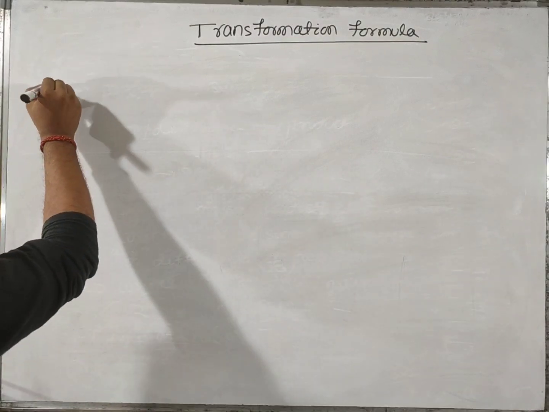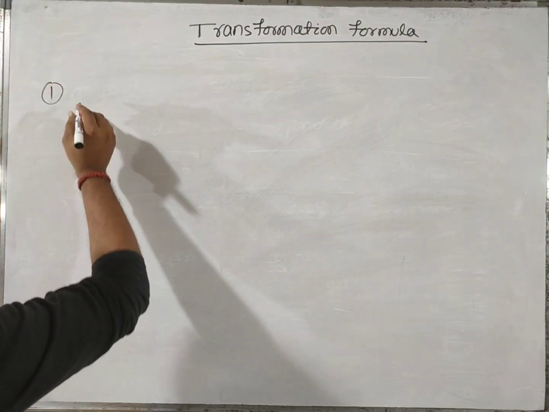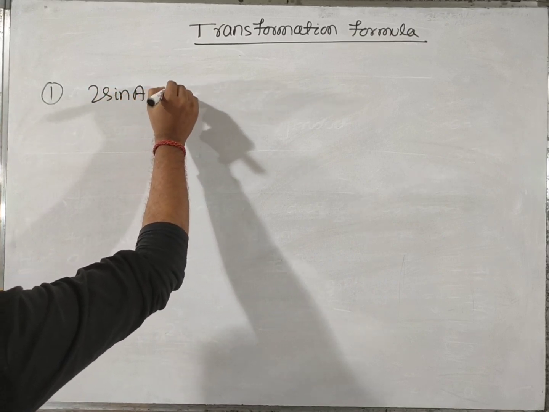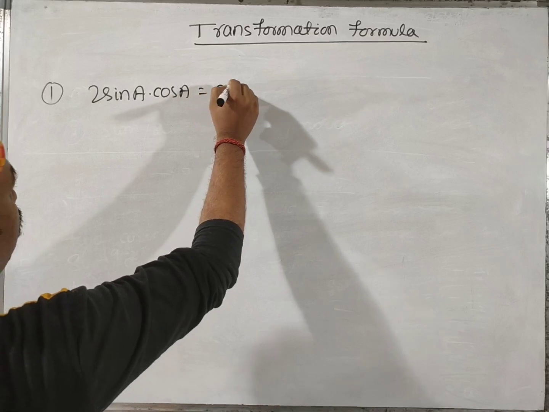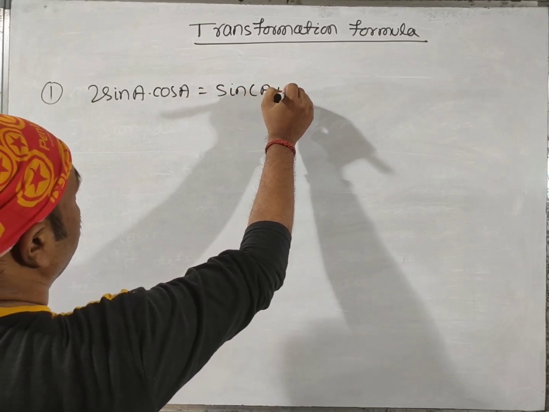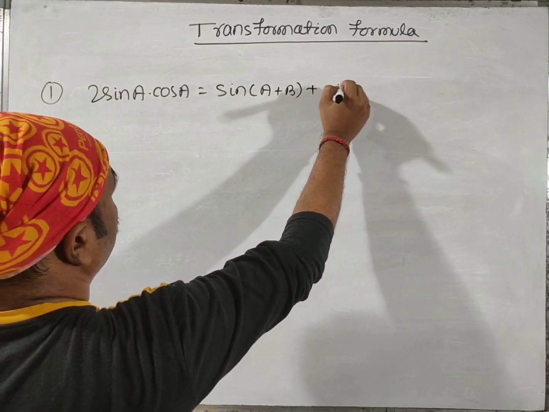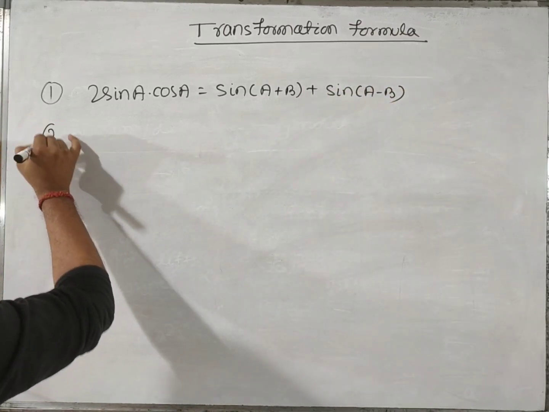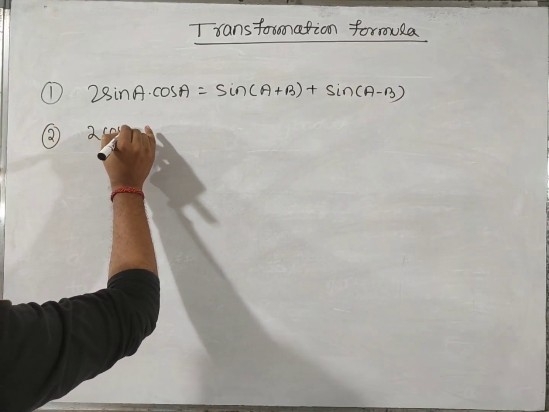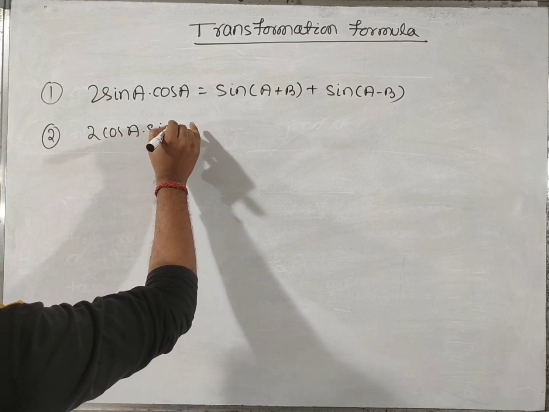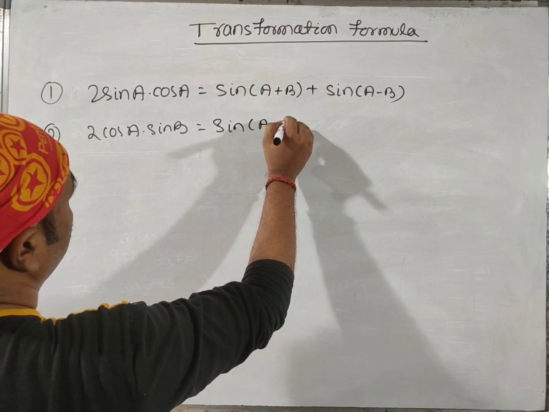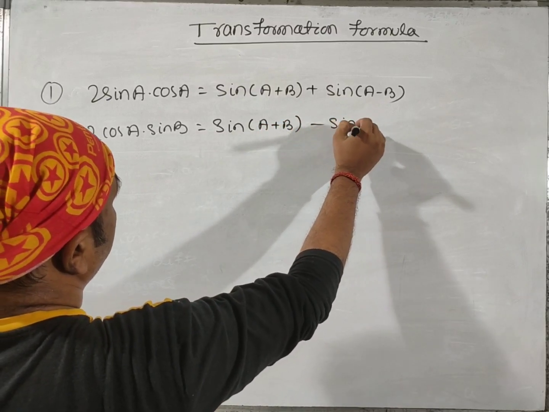Here are the five formulas you have to remember. The first formula is 2 sin A cos B, and it is sin(A+B) + sin(A-B). The second one is 2 cos A sin B, so it is sin(A+B) - sin(A-B).